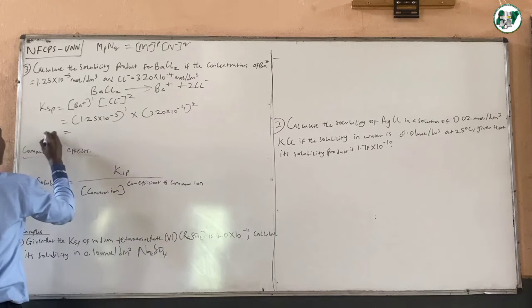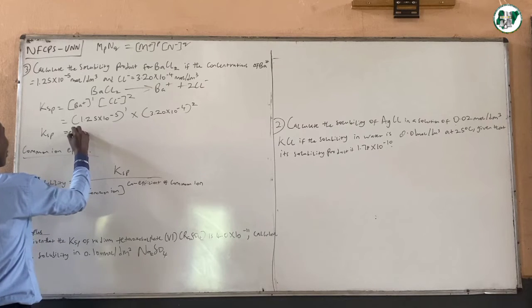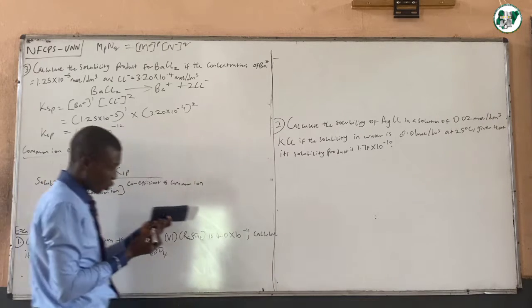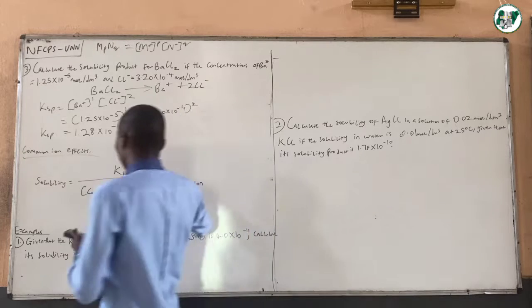So that's going to give us what now? Our KSP is equal to 1.25 times 10 raised to the power of minus 5 times, in brackets, 3.2 times 10 raised to the power of minus 4, raised to the power of 2. And then what we're going to be having there is equal to 1.28 times 10 raised to the power of minus 12. What we have there is 1.28 times 10 raised to the power of minus 12.